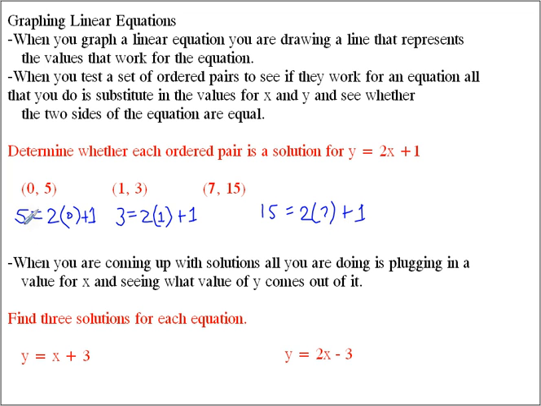And when we do this, we see 2 times 0 is 0, plus 1, is 1. So 5 is not equal to 1. So this is not a solution. For here, 2 times 1 is 2, plus 1 is 3. So yes, this one is a solution. Then over here, 2 times 7 is 14, plus 1 is 15. So this is a solution also. So we've got two solutions and one non-solution. That's an important way of figuring that out.